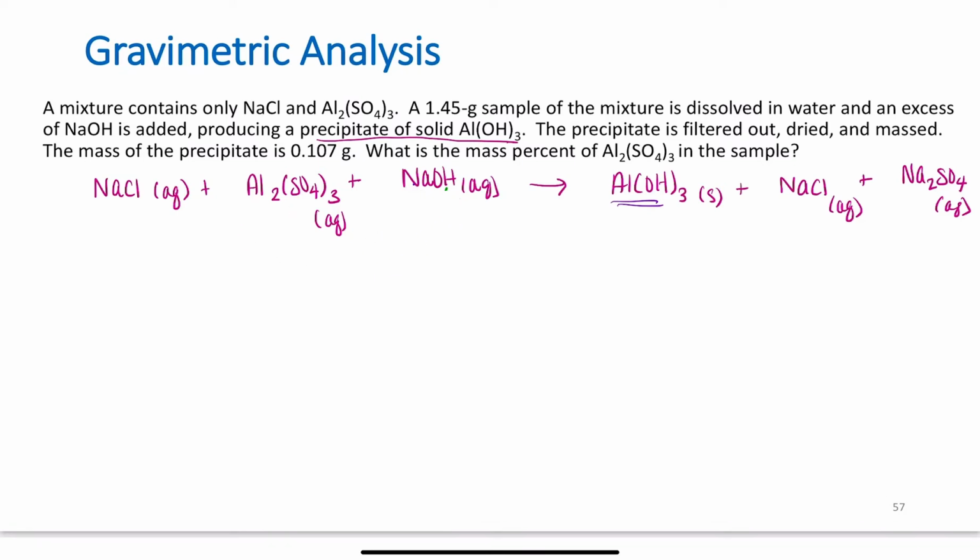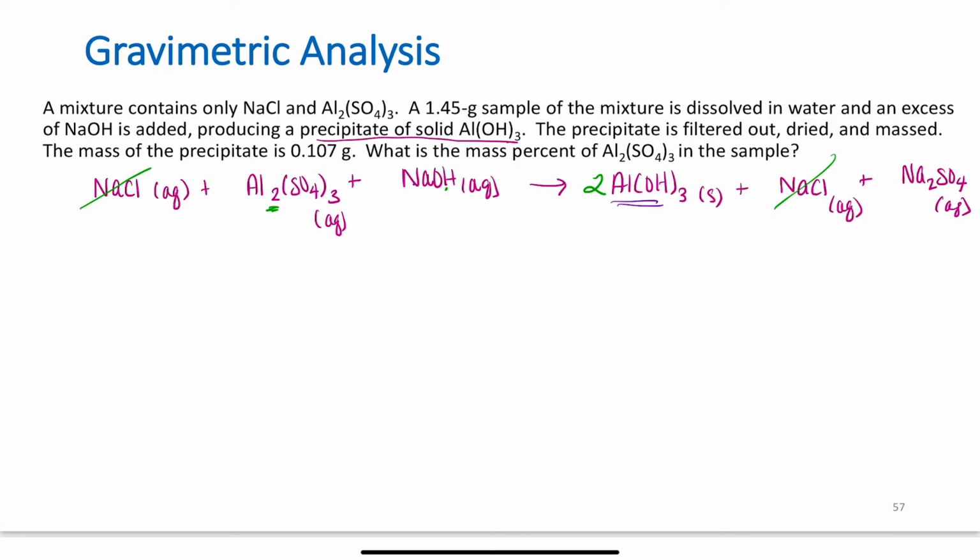Now that I have a reaction, though, I need to balance it. So the sodium chloride on each side is already balanced. I can actually ignore it because it is a spectator ion, but I'm going to put it in here right now just so that we can see it was in the mixture. I've got 2 aluminums here and only 1 aluminum on the other side. I need to put a 2 in front of here so that I have 2 aluminums on each side.